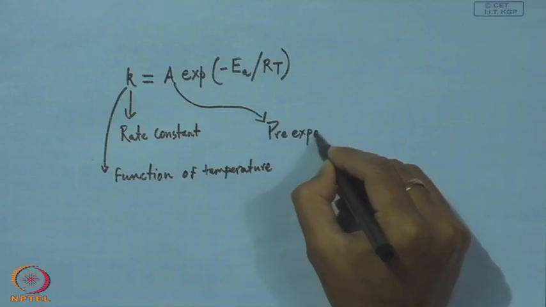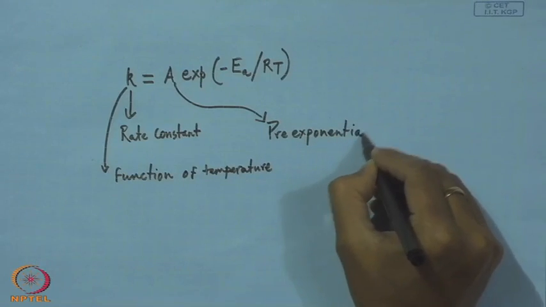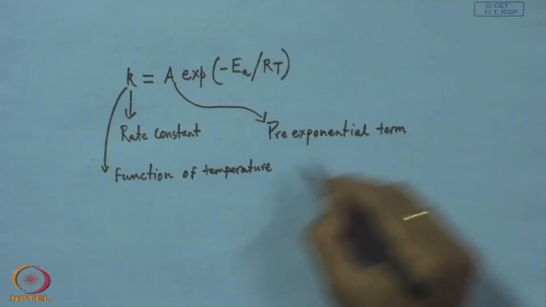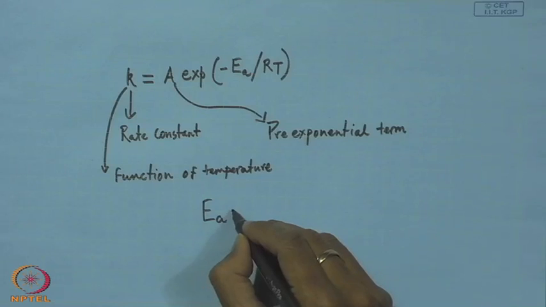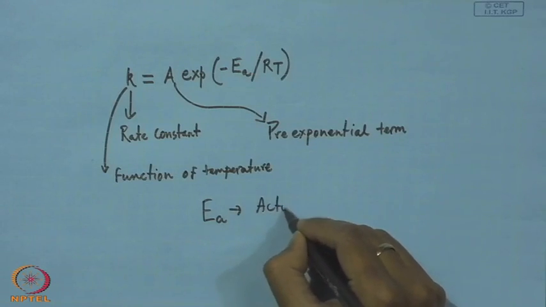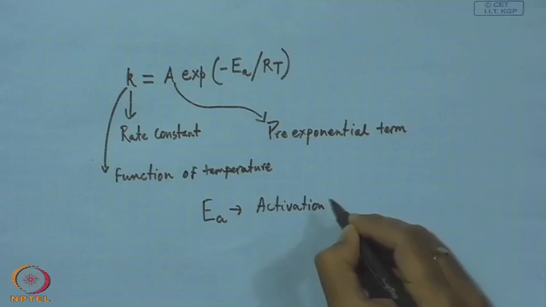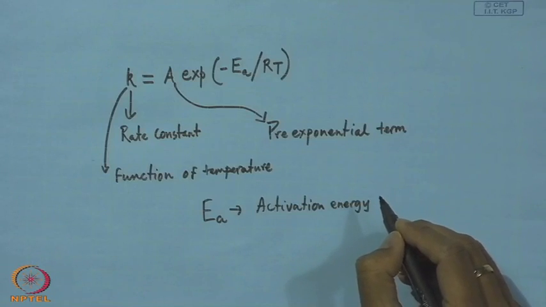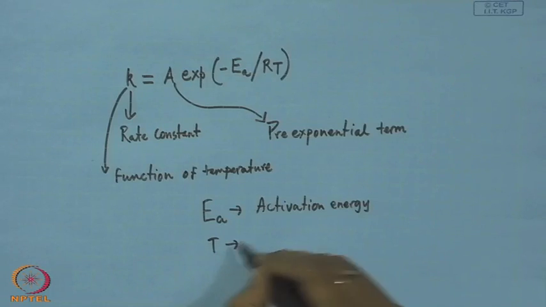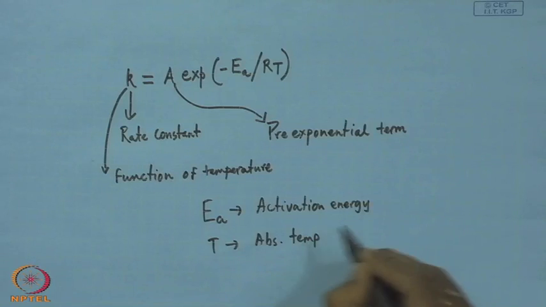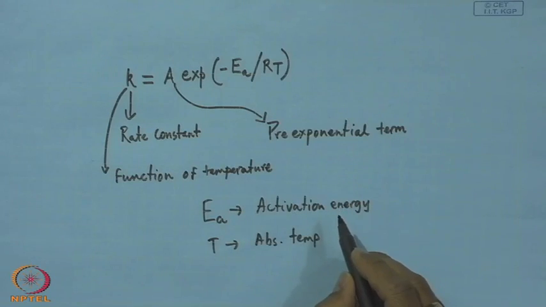This A is called the pre-exponential term. Now, this E A is an energy term which is called the activation energy. I will come to what is meant by activation energy later on. T is temperature in absolute scale, and of course, R is the molar gas constant.